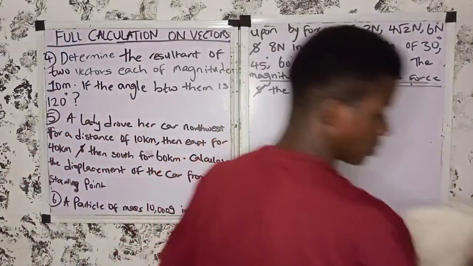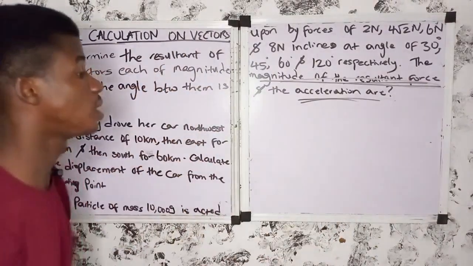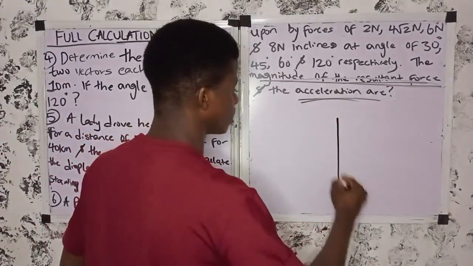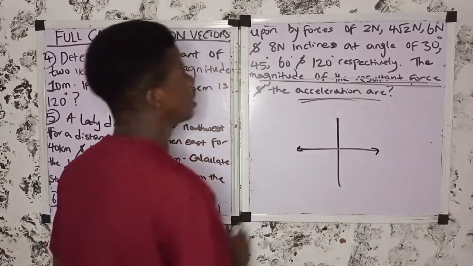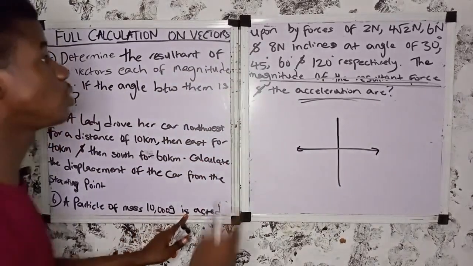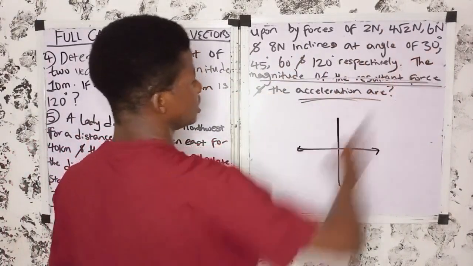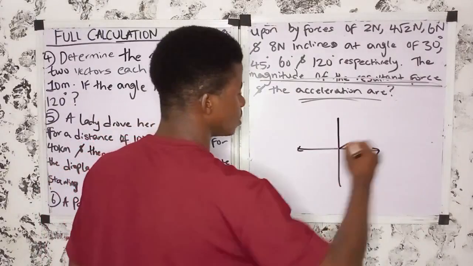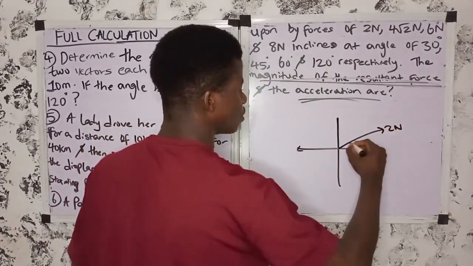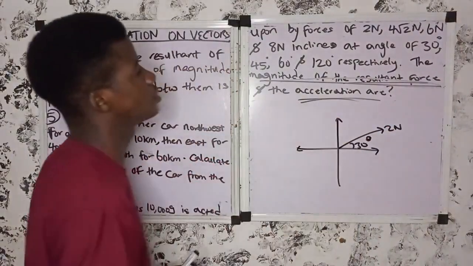Now this question is resolution of vector as well. Now let me just draw it. They said at first a particle of mass 10,000 grams is acted upon by forces. 2 Newton is at what angle? 30 degree. So 2 Newton at angle 30 degree. Okay, now let's continue.